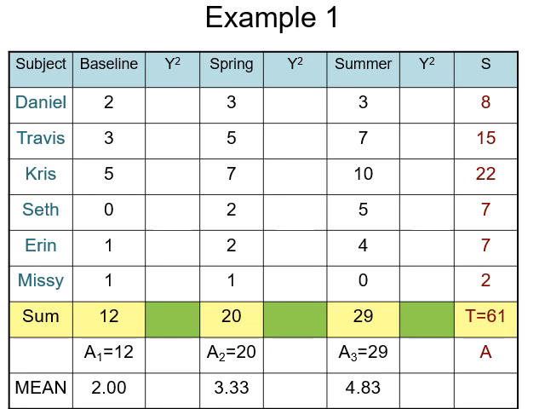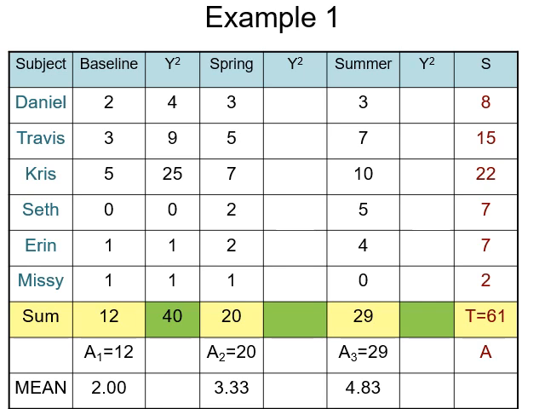And we have the mean for summer. A is 29. 29 divided by 6 is 4.83. So we have those numbers. We now also need to get y squared. Y squared is simply their scores squared. So we're going to take each individual person's score and square it. So baseline Daniel at 2 is a 4. Baseline Travis at 3 is a 9. Baseline Chris is 5, which is a 25.